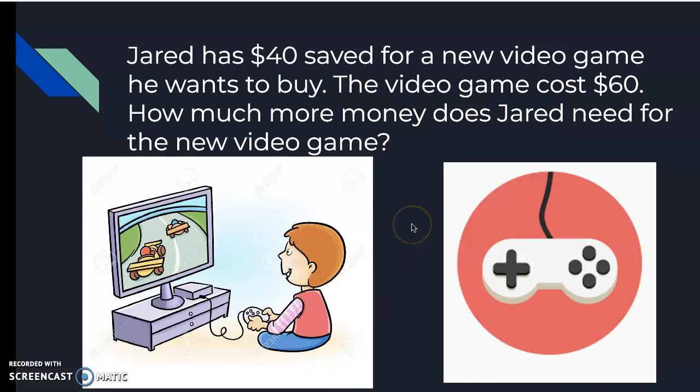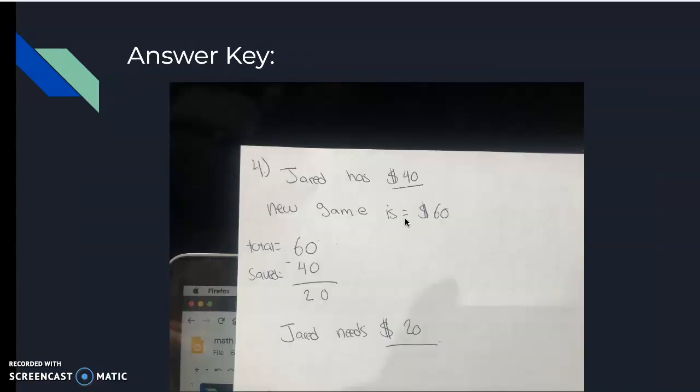The next one I chose was video games. Considering he's 7, he really enjoys video games. So we went through this one pretty quickly. Jared has $40 for a new video game. The new video game is $60. How much more money does Jared need for the new video game? I was surprised that he used the subtraction method for this. He actually wrote out how much the game is and how much money Jared actually has. And he also solved this in columns.